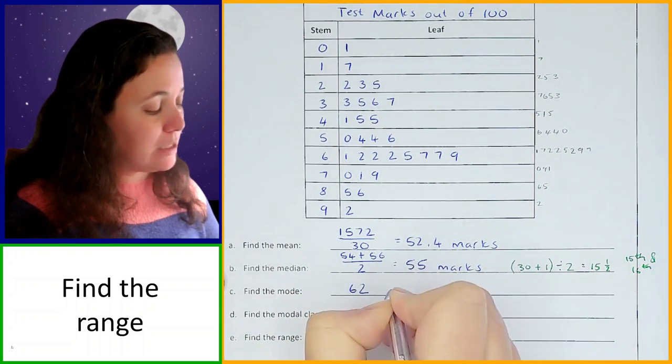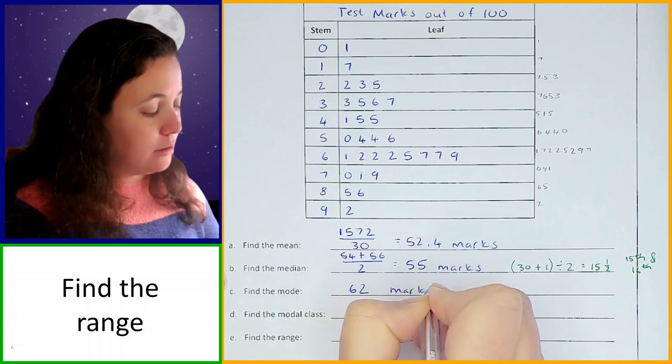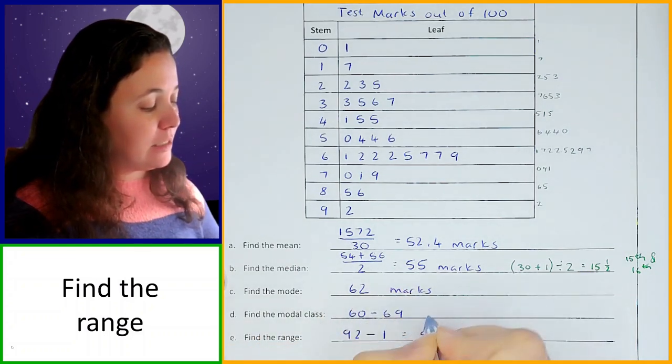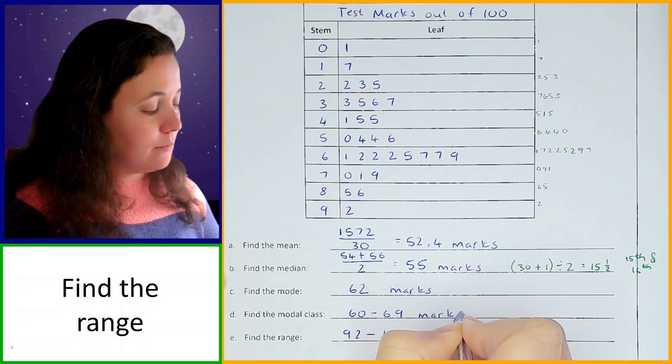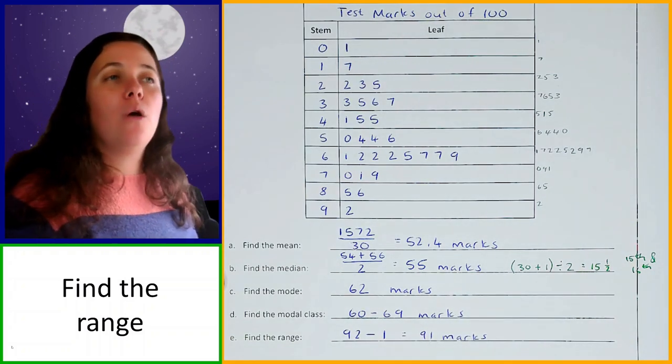So the mode was 62 marks, and the modal class is 60 to 69 marks. Okay, so now you're going to do one for yourself.